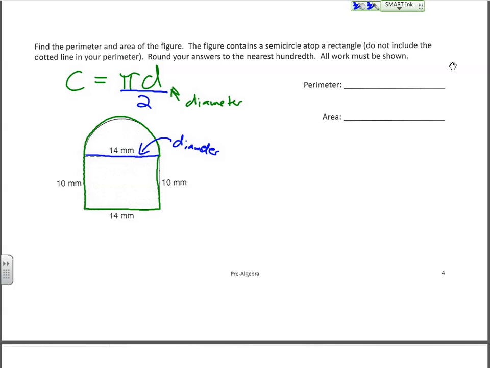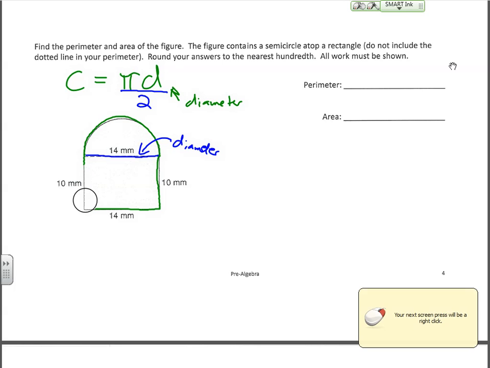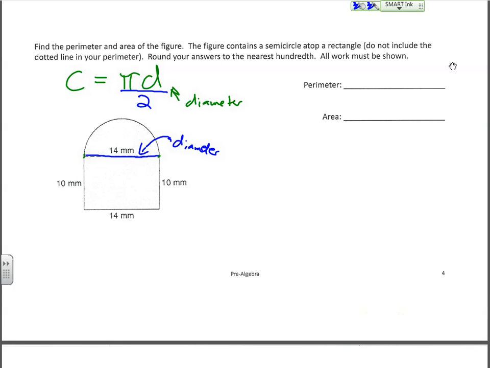For area, you can separate this shape. I'm going to erase these outside lines here. The diameter separates the shape into the semicircle and the rectangle. So we've talked about the formula for the area of a rectangle before, right? This is going to be base times height. Nothing new there. And Jacob mentioned before that pi r squared is the formula for the area of a circle. Okay? And what does the r stand for?